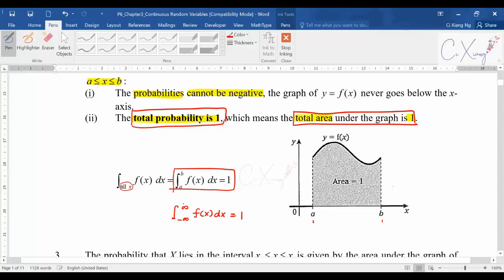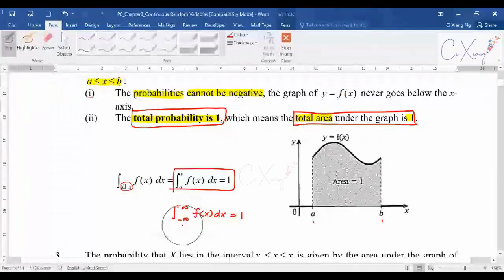So please take note that if you see this negative infinity and positive infinity, sometimes you need to put in a certain value, but in general they define it like this. Okay, if let's say you have a question and they tell you that your function is from value 1 until 4, let's say.